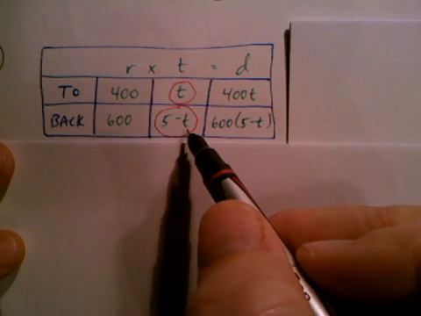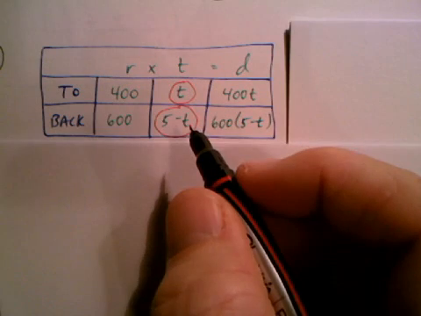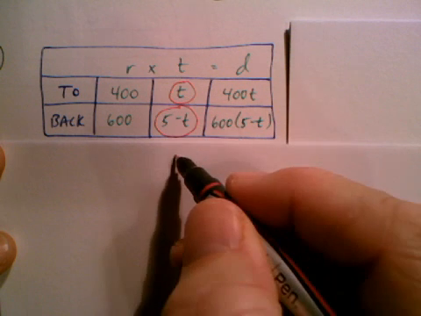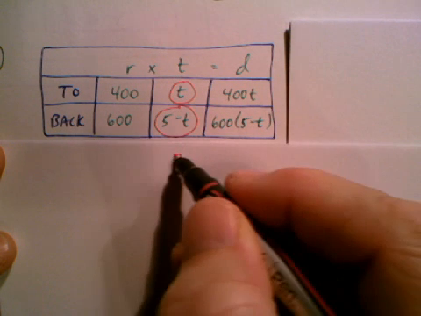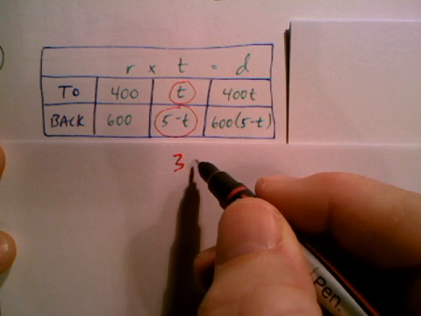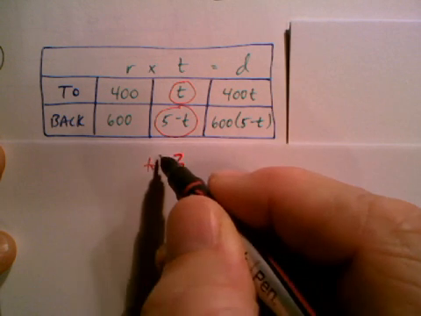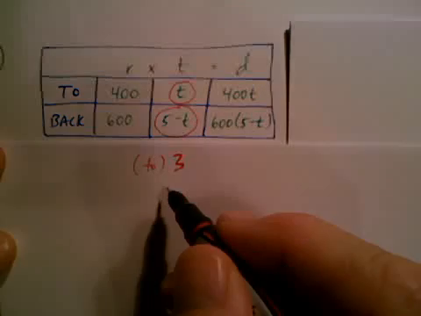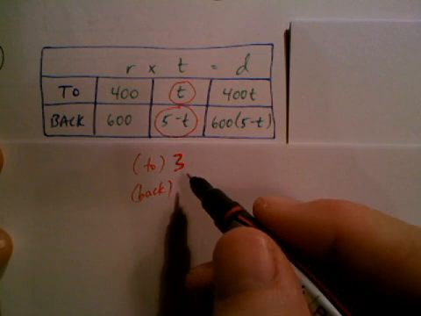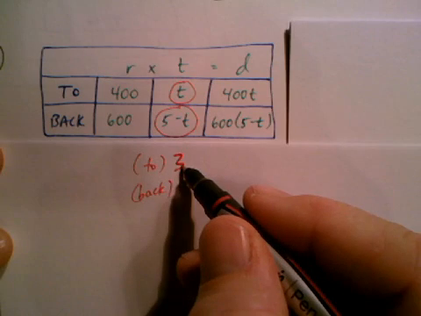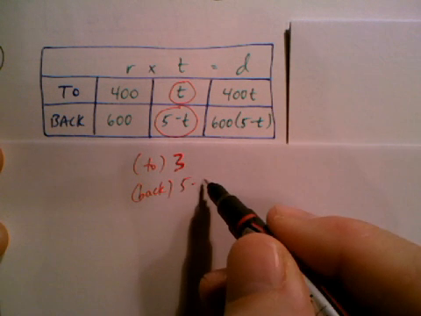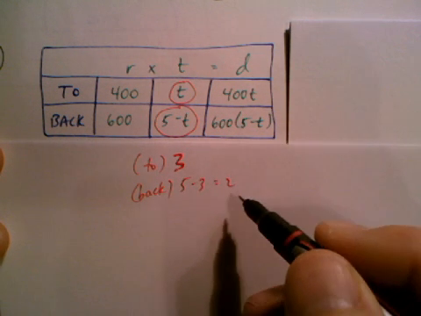Let's think about what that means. If you're having a hard time with that, let's just say he took 3 hours to get there. And if he took 3 hours to get there, then on the way back, if it took 5 hours for the round trip, then if he already used 3 of those 5 hours, he has to subtract 3 from 5 to get the 2.